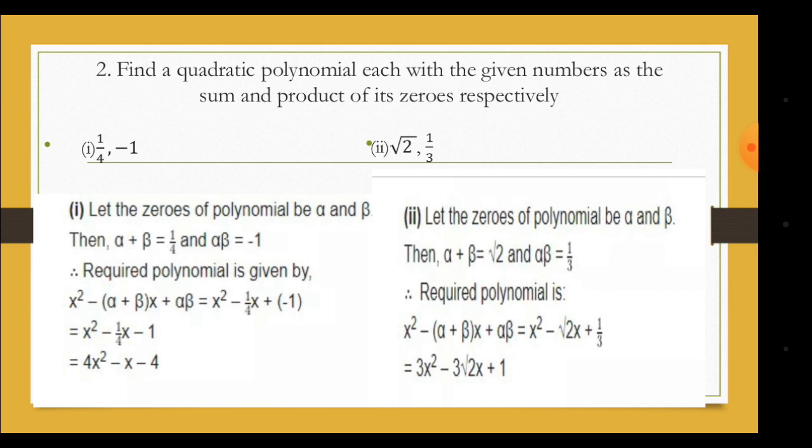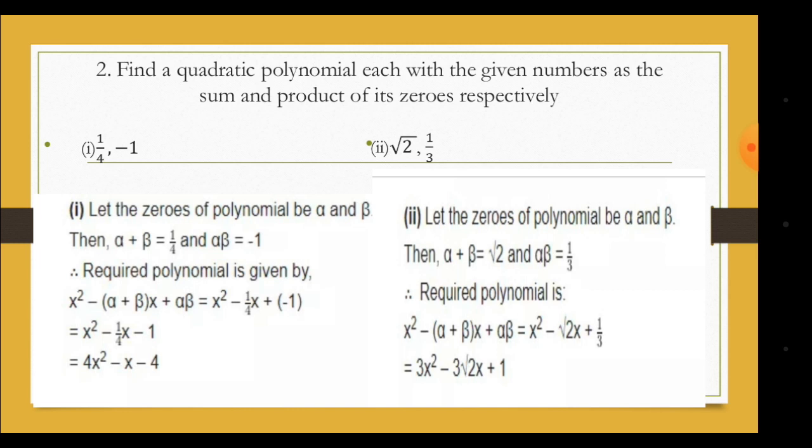So how do we get our polynomial? By using that formula. So the required polynomial is given by x square minus alpha plus beta into x plus alpha into beta. Replace here the values of alpha plus beta and alpha into beta. So we get x square minus 1 upon 4 x plus in bracket minus 1. So the required polynomial is x square minus 1 upon 4 x minus 1. Okay, so what polynomial do we get here? x square minus 1 upon 4 x minus 1.